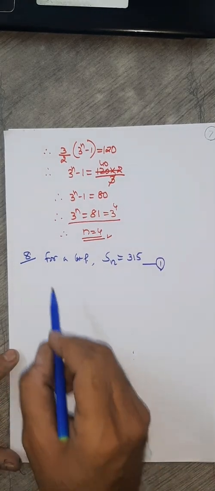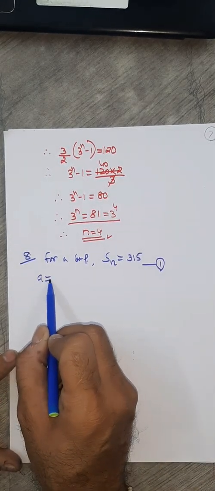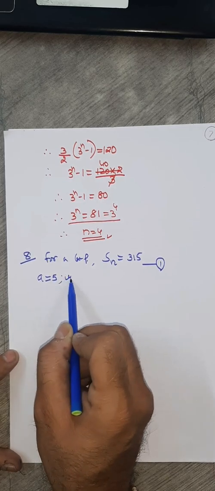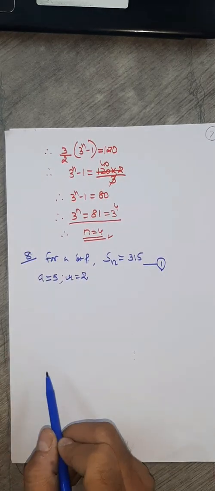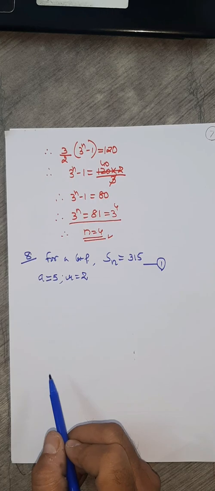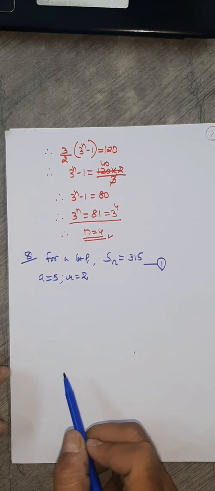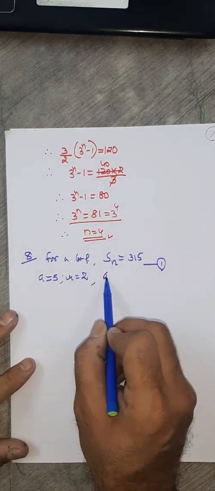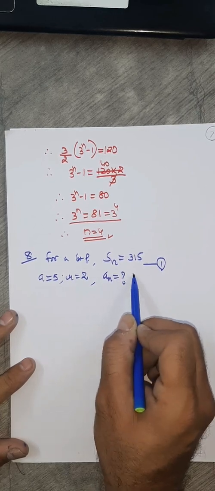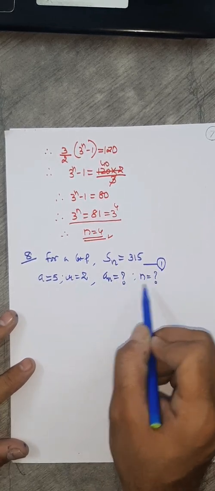First term and the common ratio, here a is 5 and the common ratio is 2. That is also given to us. What is asked? Find the last term and the number of terms. So we find an and n. These two things we are asked to find.